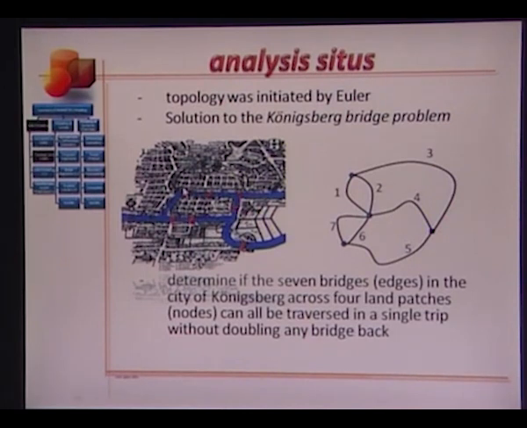In this slide here, these are the 4 land patches. And these strips in red, they are the 7 bridges. In this figure here, the land patches are represented by nodes 1, 2, 3, and 4, and the 7 bridges are represented by edges. Euler thought about this problem for a little while, and then he answered, no, it is not possible.